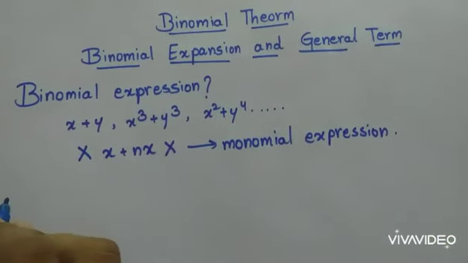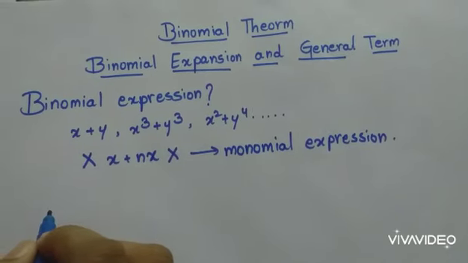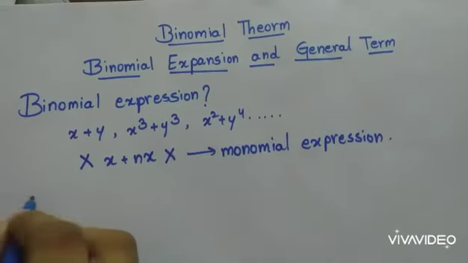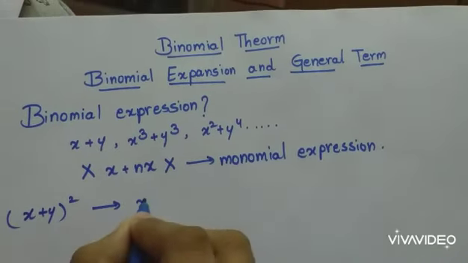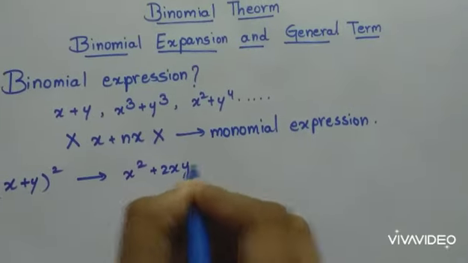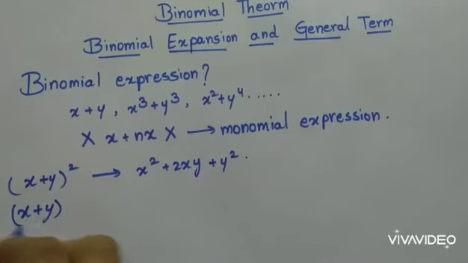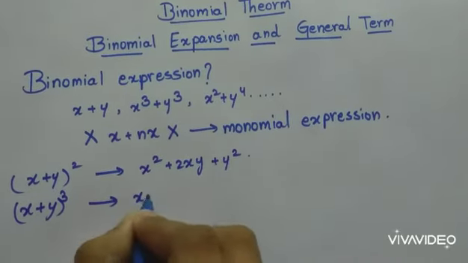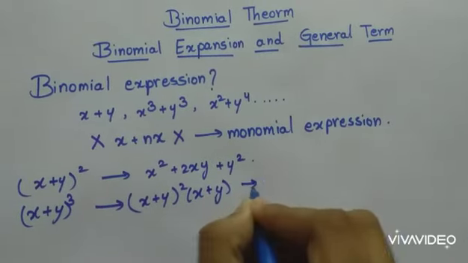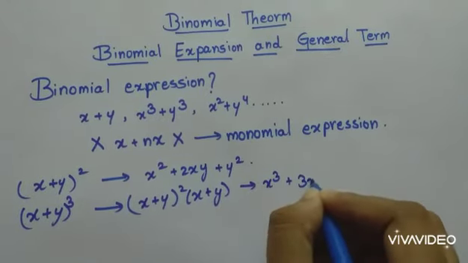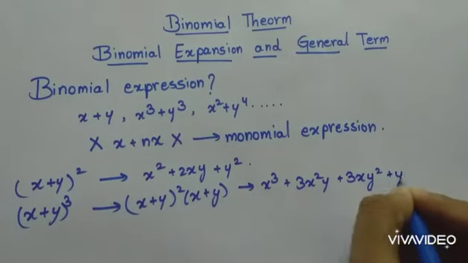Now let us go to binomial theorem. First, let us know what is the use of binomial theorem. From our knowledge in the school, we know how to expand x plus y whole square. We know it as x square plus 2xy plus y square. Now what if we want to calculate x plus y whole cube? We can calculate this using x plus y whole square into x plus y. We get x cube plus 3x square y plus 3xy square plus y cube.